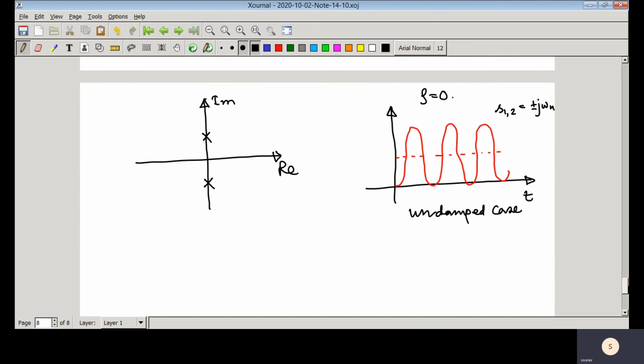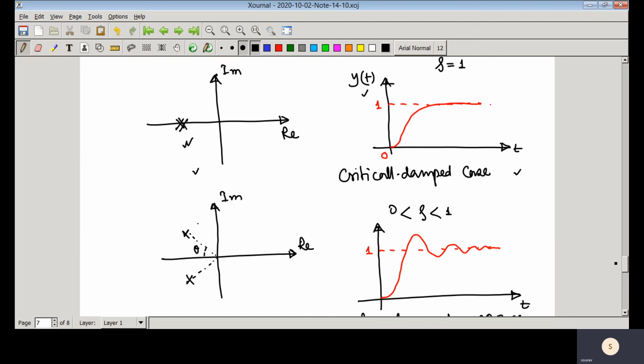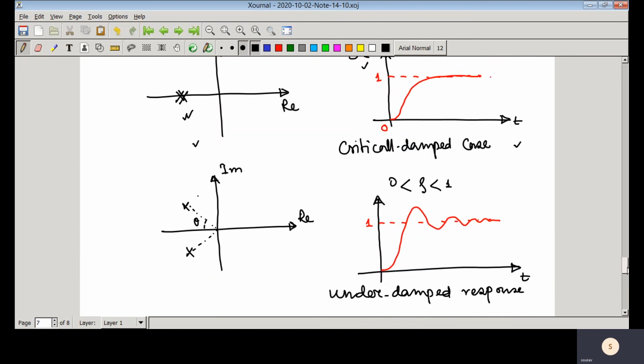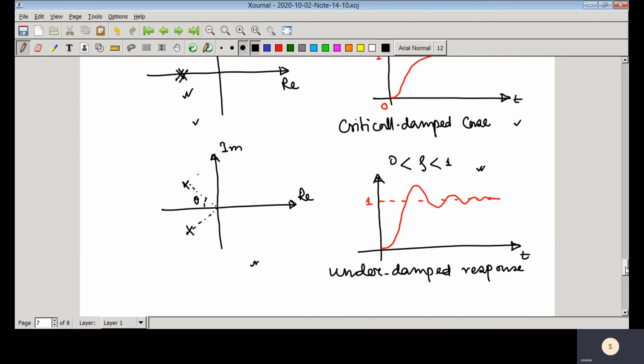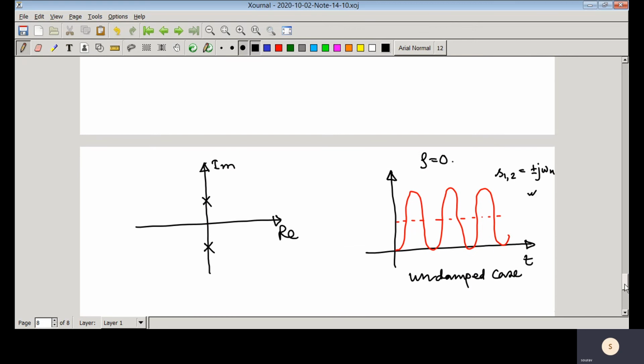And next what happens? So we can see that two poles on the real axis, but they are different. So that is the overdamped case. They are on the real axis, but they are at the same location, that is the critically damped case, that corresponds to zeta equal to 1. And whenever they are complex conjugate poles, zeta varies from 0 to 1, that is the underdamped case, and whenever zeta equal to 0, that is the undamped case.